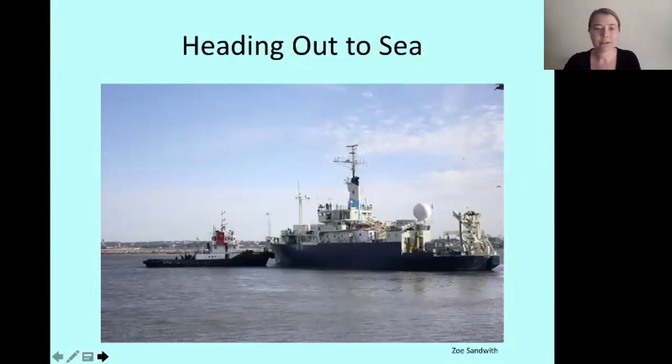So before I dive in, I just wanted to illustrate how we go about collecting chemical samples in chemical oceanography. This is a picture of a research vessel getting towed out to sea in Montevideo, Uruguay, on a month-long research cruise that I was on a few years ago.